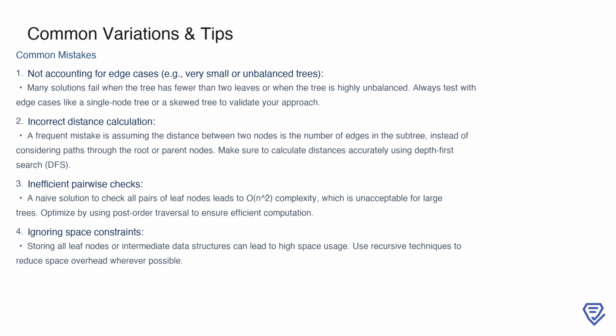Additionally, many naive implementations rely on pairwise checks for all leaf nodes, but this results in O(n squared) time complexity, which is inefficient for larger trees. Instead, leveraging post-order traversal can significantly optimize this process.